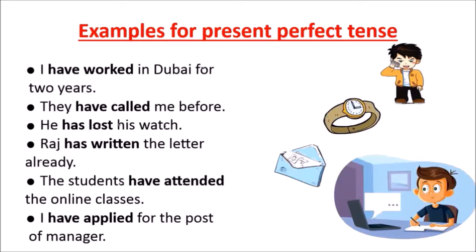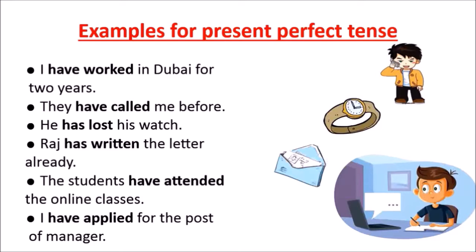Okay class, now let's move on to the examples for present perfect tense. Students, I have given a list of examples with pictures and we'll just relate the picture with the sentence and we'll learn present perfect tense. Look at the first example. I have worked in Dubai for 2 years. So someone has worked in Dubai for how many years? 2 years, which means he has worked for 2 years in the past. That's why he is telling I have worked in Dubai for 2 years.